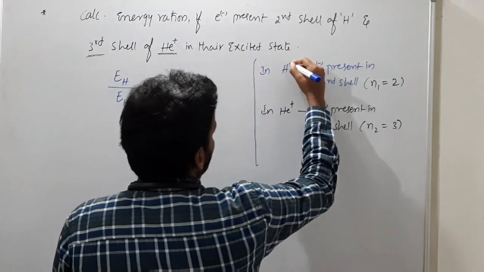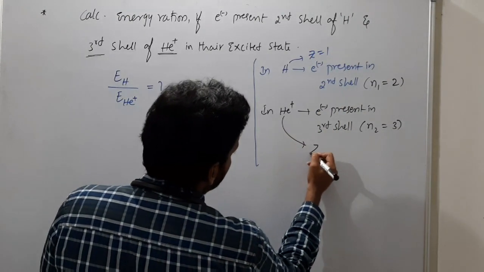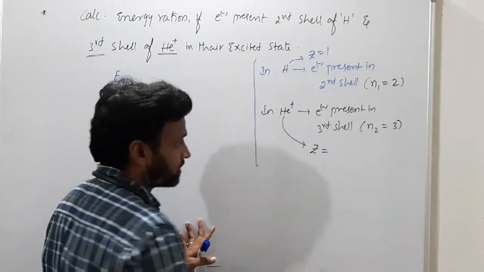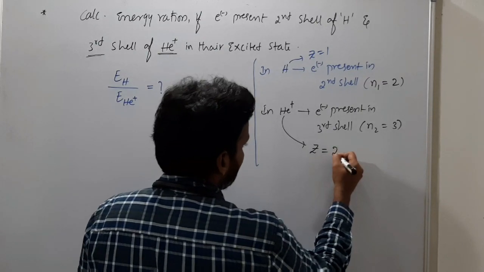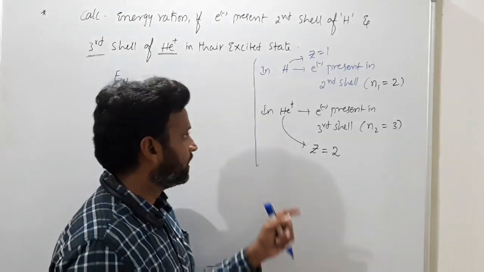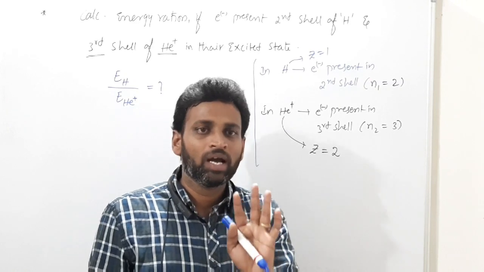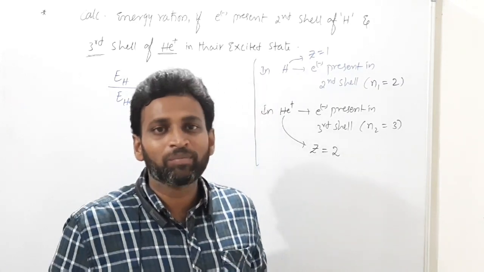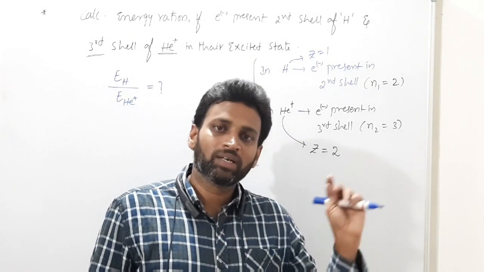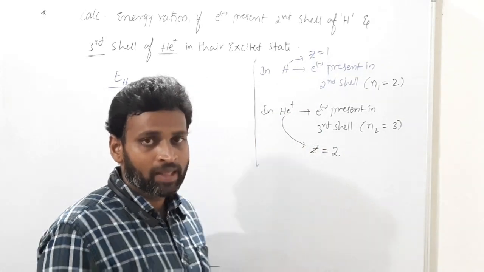Hydrogen's atomic number is 1, and He+ has atomic number 2. I am telling you many times, don't get confused: the electrons are different. He means 2 electrons, but He+ means 1 electron. Don't feel bored. Why am I telling this? Those electrons are very important in the chemical bonding we will learn, which is all based on electronic configurations only. That's why I am talking about it so much.